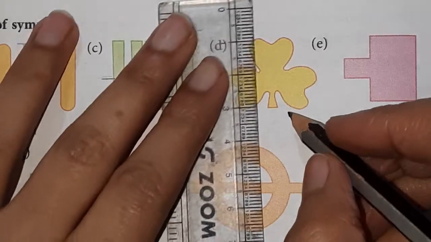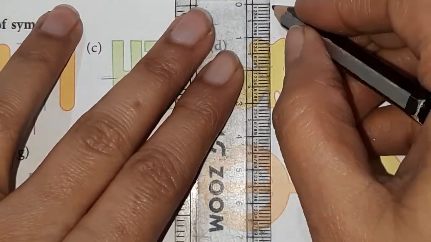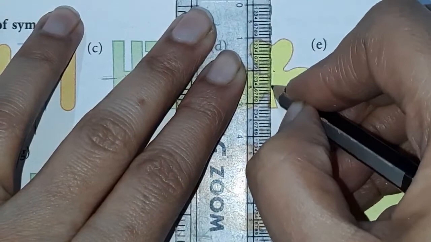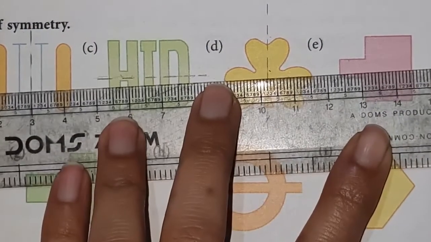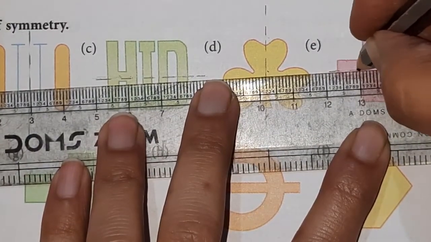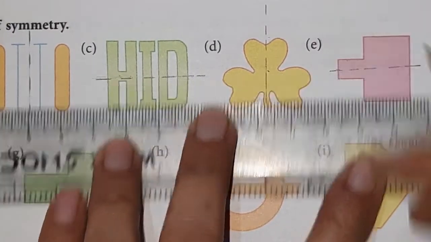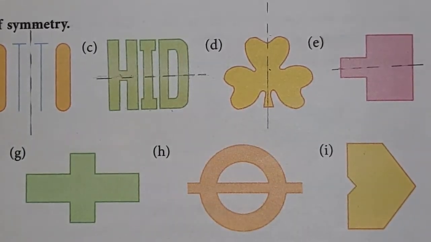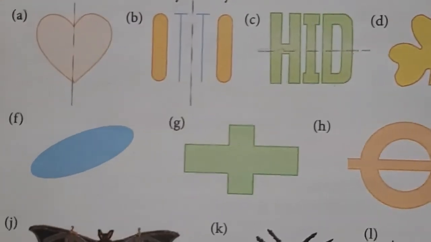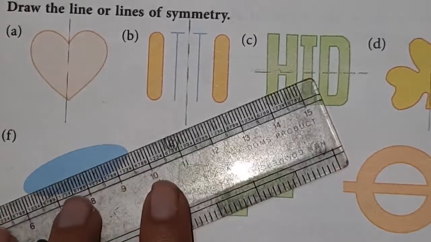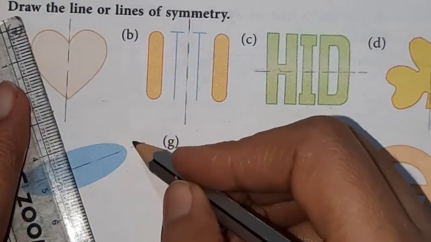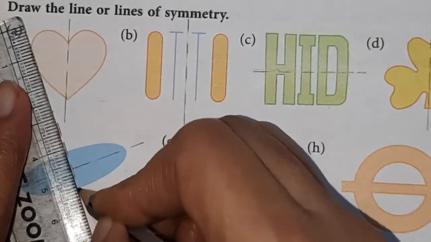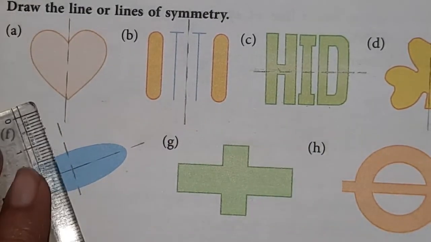Now see the next shape, leaf shape. Vertical line of symmetry, and here horizontal line of symmetry, which will divide the figure into two equal parts. Oval shape, horizontal and vertical, two. Right?